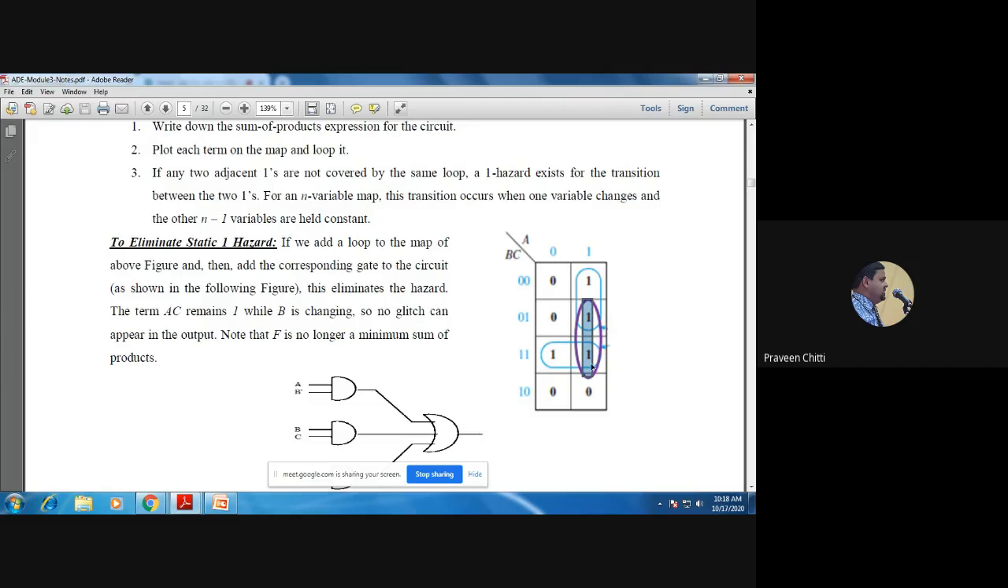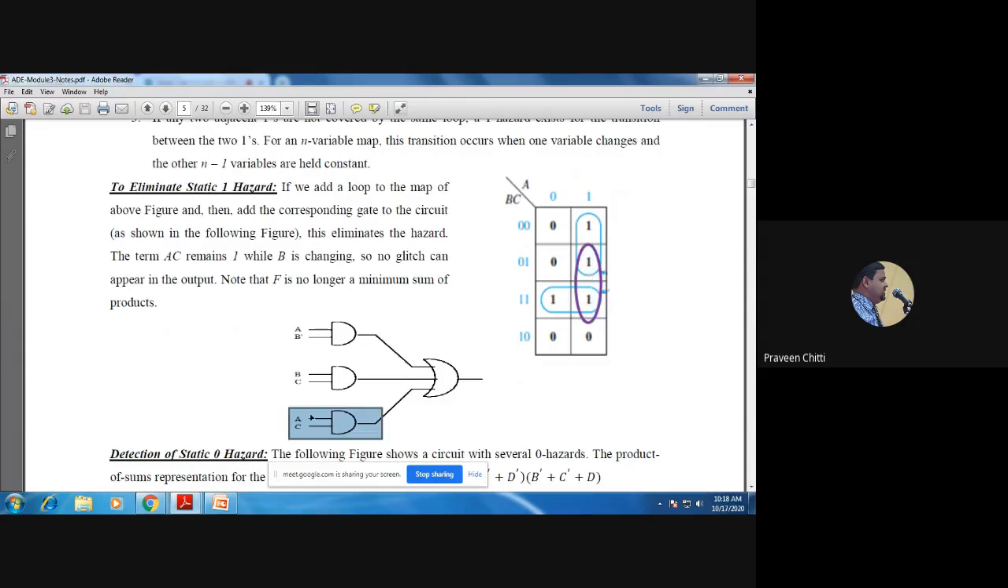But because two adjacent ones are not covered in any of the group, we get a glitch or a hazard. To eliminate that hazard, these two adjacent ones also should be covered in one group, and corresponding to this, whatever term you get is called the hazard cover, which I explained just now. So what hazard cover do you have to add to this circuit? Here it is C and A, so AC should be added to this. This is called the hazard cover.